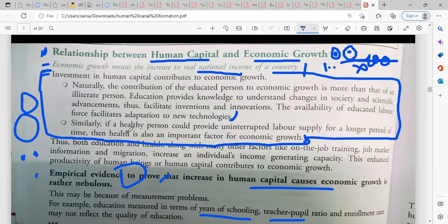And similarly, a person who is healthy, okay? For example, a person is skilled, and the other person is also skilled. So if he is not healthy, he will be absent. He will be taking regular leave and everything. So he won't be able to contribute to economic growth. But the person who is healthy will be able to contribute to economic growth. Clear? Yes, ma'am.